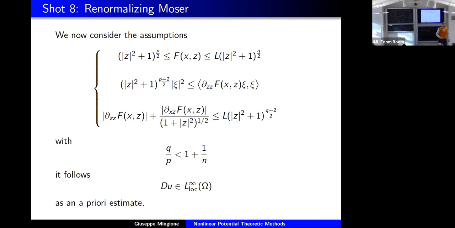Now, let me show you how to get a fast proof and how to reduce any non-uniformly elliptic equation with polynomial growth to a uniformly elliptic one via sharp constants in the Moser iteration.